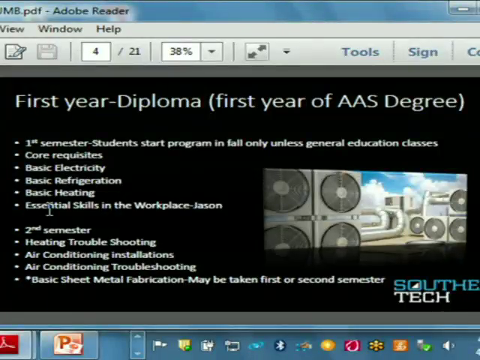The second semester, after they've completed all of those courses, would be heating troubleshooting, air conditioning installations, and air conditioning troubleshooting, which is where we're at right now. We also have a basic sheet metal fabrication class offered in both the spring and fall semesters. We try to split the students half and half for safety reasons, because of the amount of tools and people. Having only 10 to 15 people in each one would be just about right.